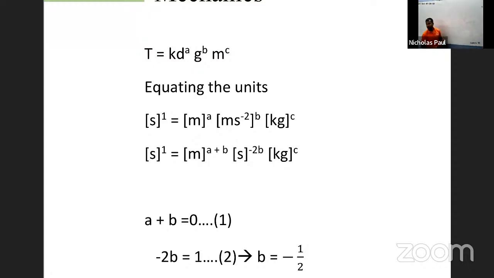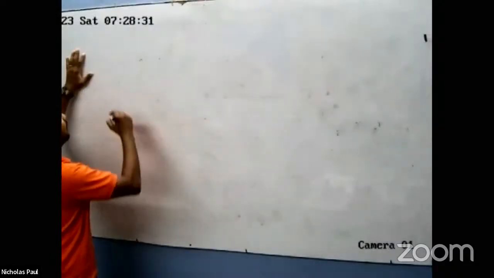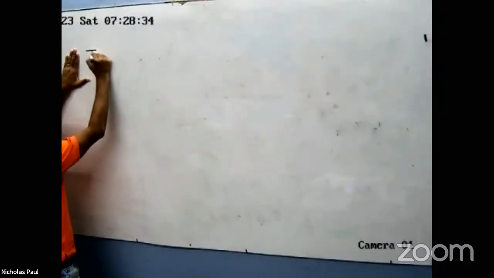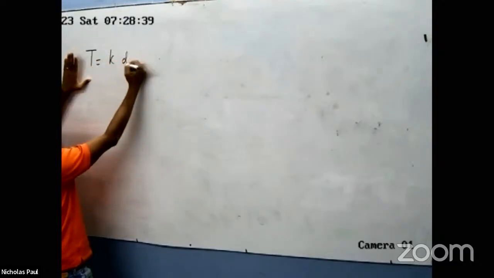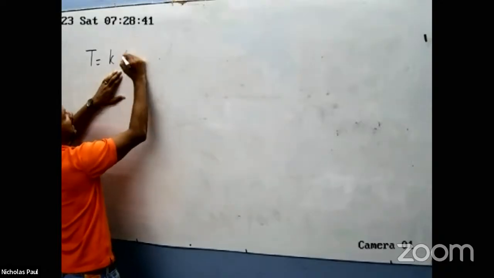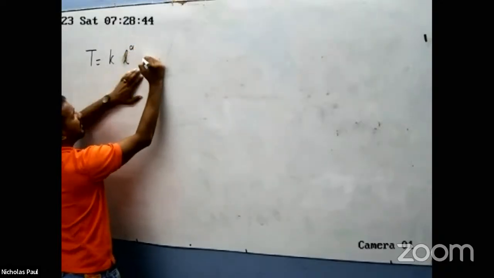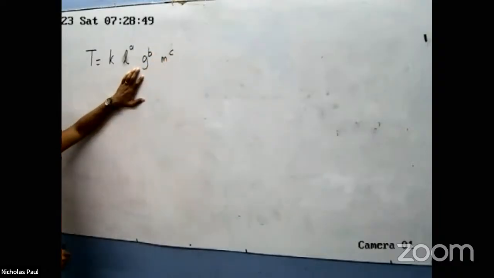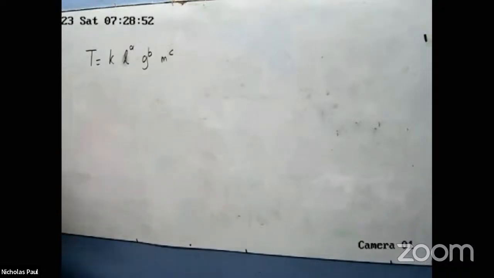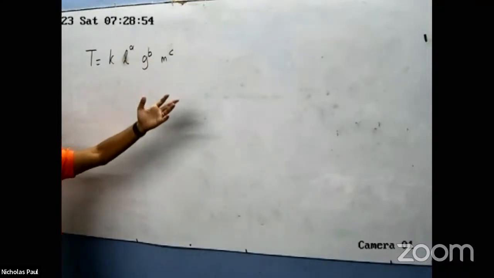Right, everybody watch here. This is probably the hardest one because we have plenty of solving to do. So we're trying to develop an equation. T is equal to K by L, let's use L for length, to the power of A, by gravity to the power of B, by M to the power of C. We don't know anything. We don't know what A, B, or C is. A could be 0 as well.